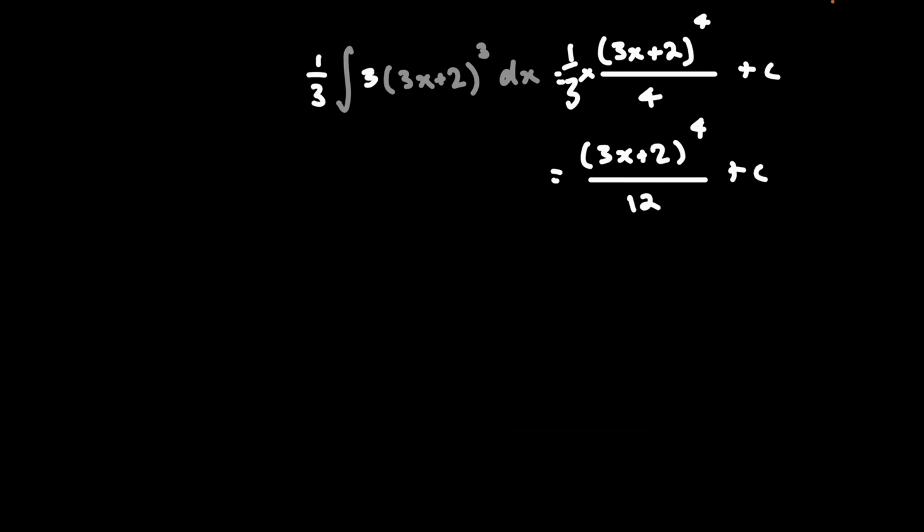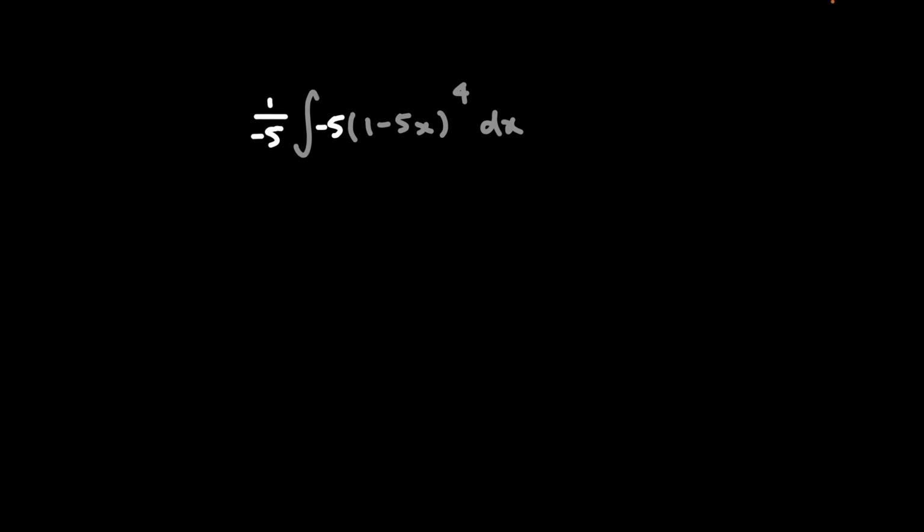Next example, we're going to have a look at how we integrate something like this. To integrate something like this, we do the exact same steps. What is the derivative of the inside bracket? Well, that would simply be minus 5. So I'm just going to have a minus 5 on the outside here as my scalar multiple.